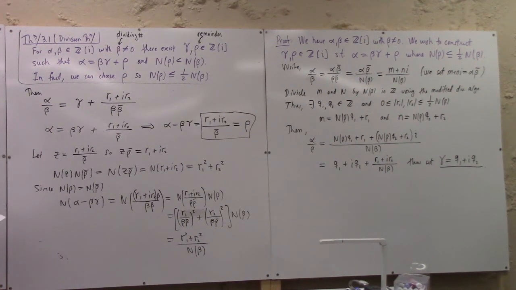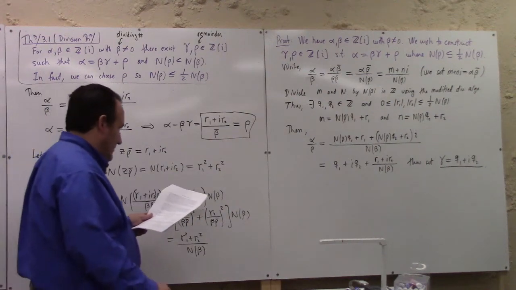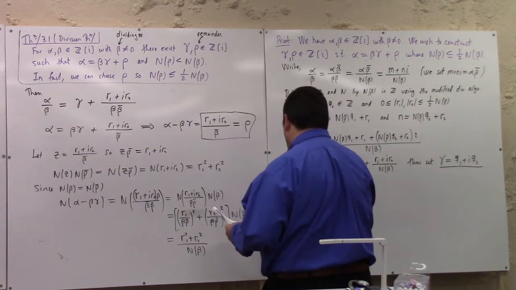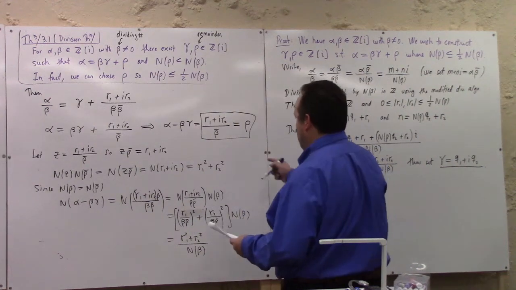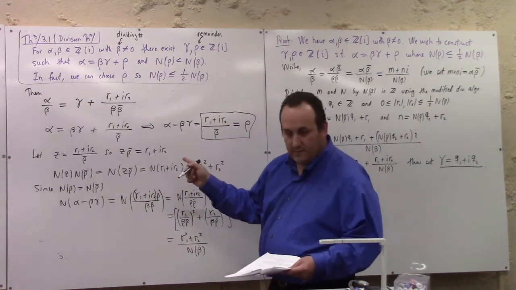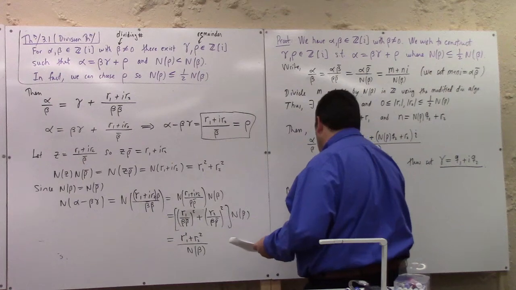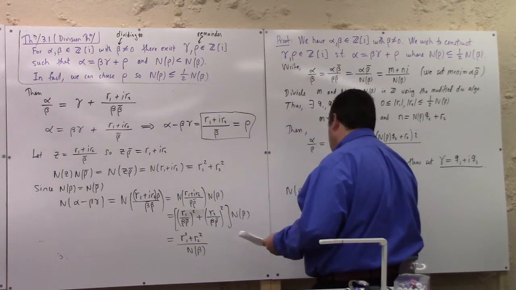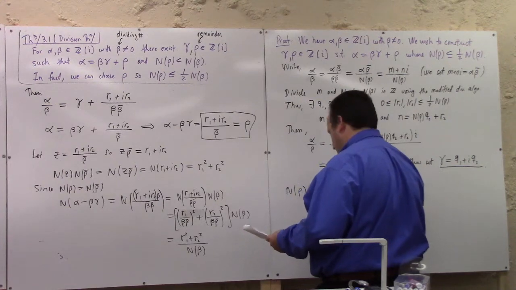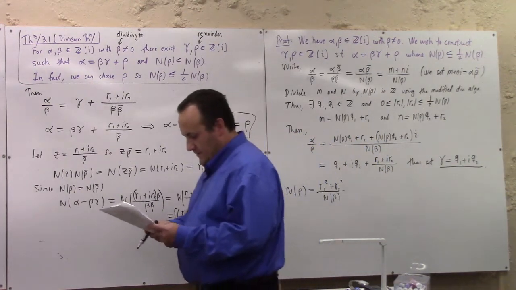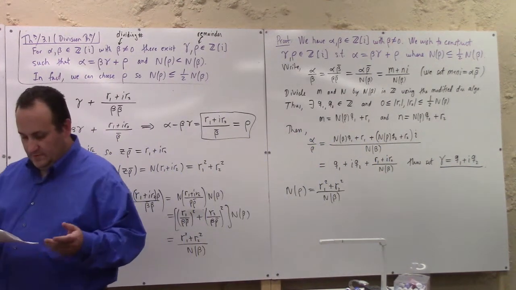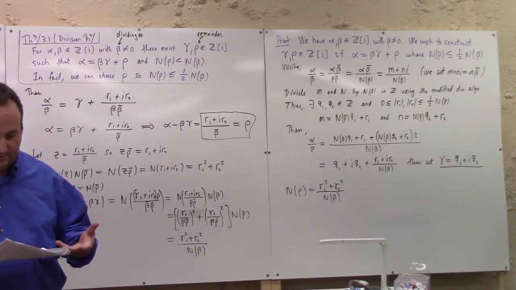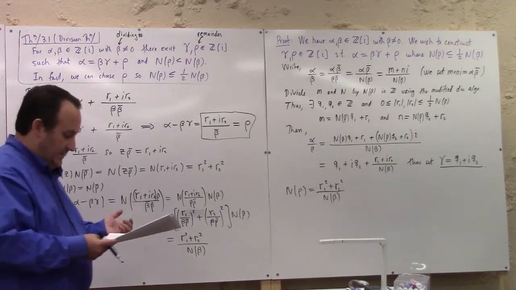So let me summarize. We have shown that the norm of rho, which is equal to alpha minus beta gamma, is equal to R1 squared plus R2 squared divided by the norm of beta. And then he says, feed the estimates that we know about R1 and R2 into that, and what does that give us?